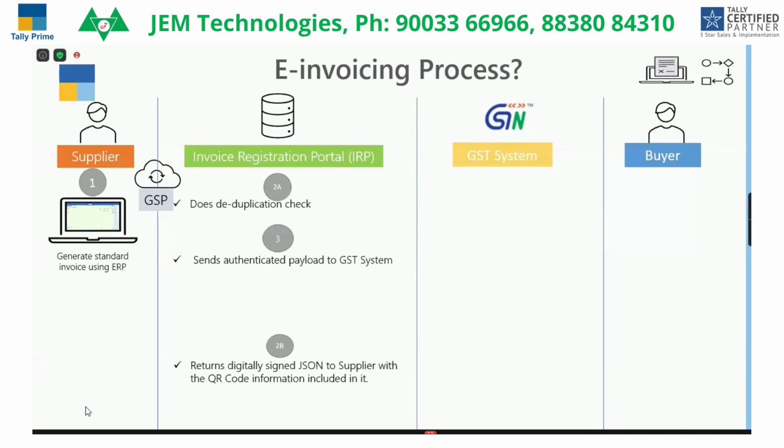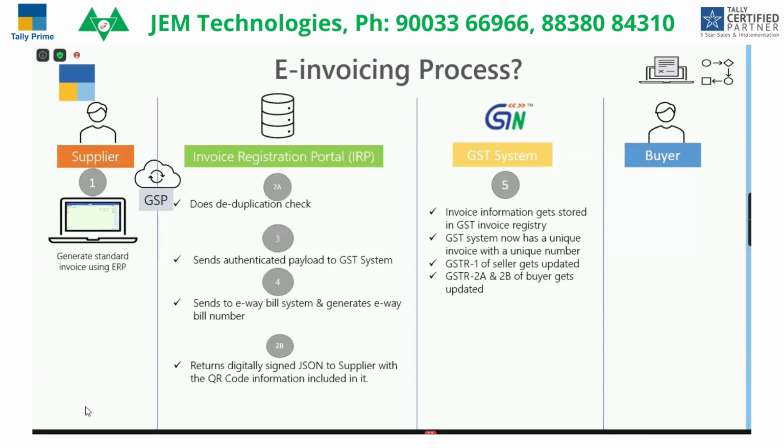This IRP portal will then send back this information or payload to the GST system to populate the information in the GST returns. The IRP portal will also send this information to the e-way bill system and generate the e-way bill number for the supplier.